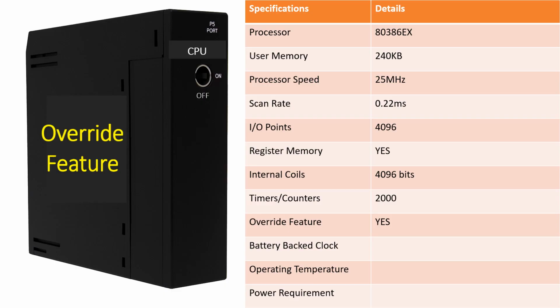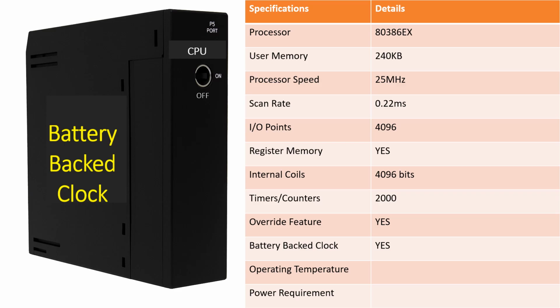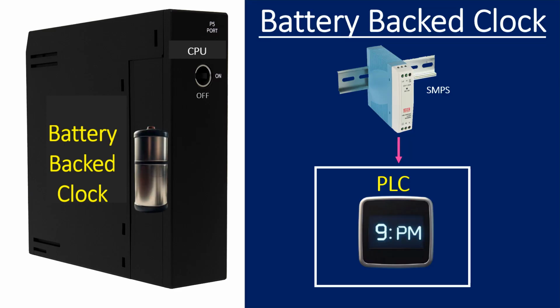Override feature: yes, it is available. Let's understand what this is. It is the feature that allows you to manually force the state of certain outputs or inputs. Battery backed clock: yes. This means a built-in real-time clock that continues to run even when the main power to the PLC is turned off. This is achieved by a small internal battery that powers the clock circuit.